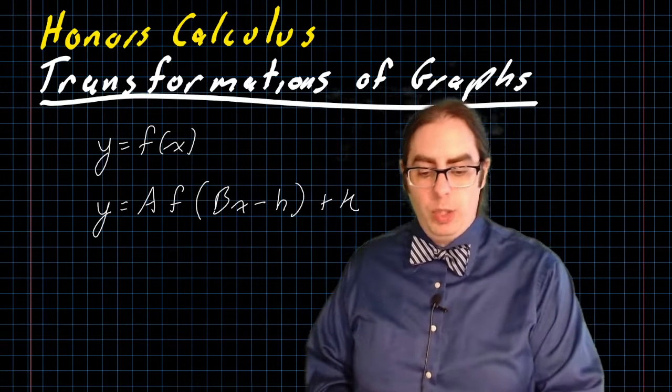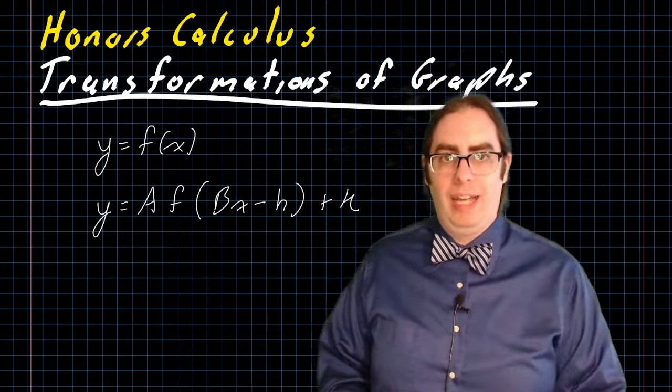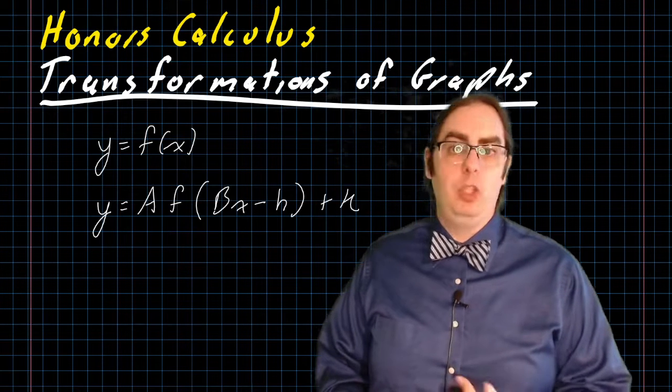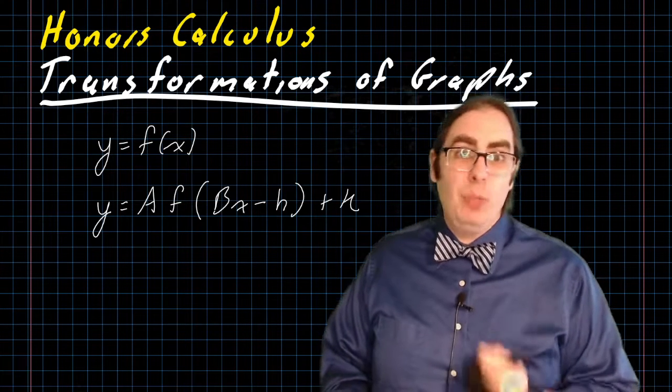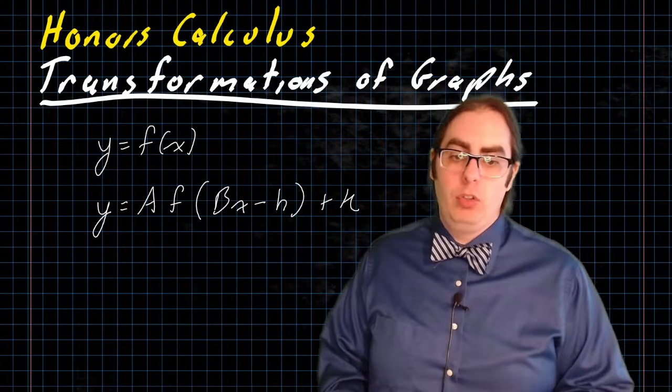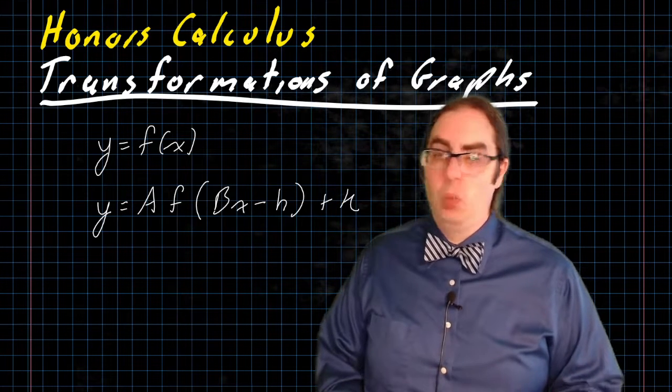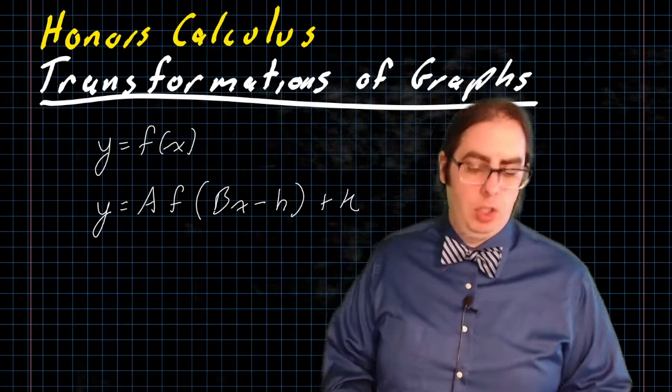If we know what the graph of y equals f of x looks like, can we use that information, even if we don't know the function f, to figure out what the more convoluted function looks like?